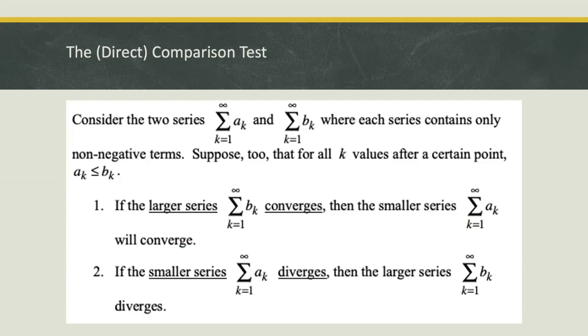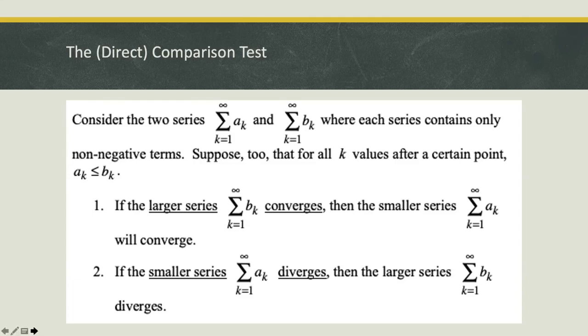What the comparison test tells us is if the larger series is known to converge, then the smaller series is also going to converge. Likewise, if the smaller series is known to diverge, then the larger series automatically will also diverge. Your textbook has a great proof of why this is true, so I recommend you take a look at that.